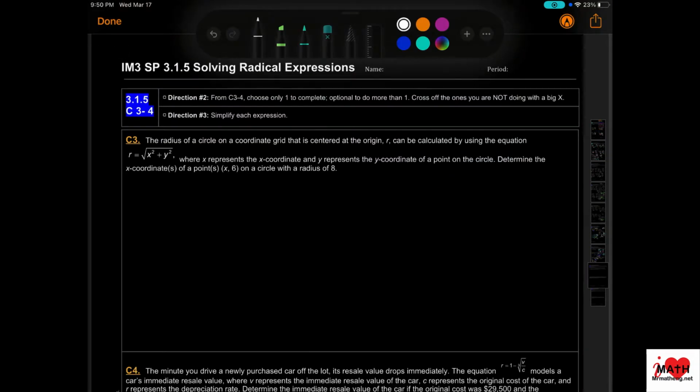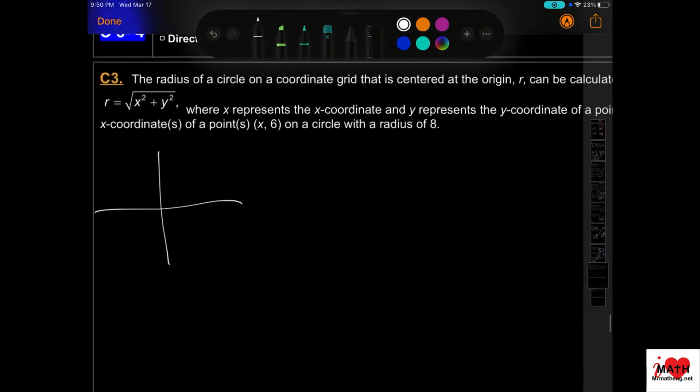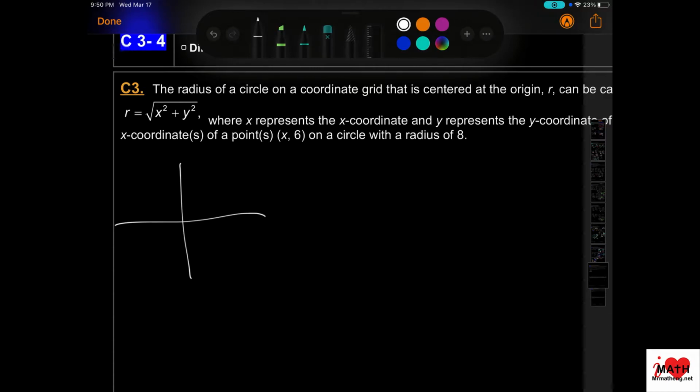The radius of a circle on the coordinate plane. So there's my coordinate plane. There's my equation where x represents the x coordinate and y represents the y coordinate on the circle. Determine the x coordinates of a point x, 6. All right, so I don't know what the x value is. We'll just call this x, and that's my y. Let's use a different color. x, y, and then this is your r value.